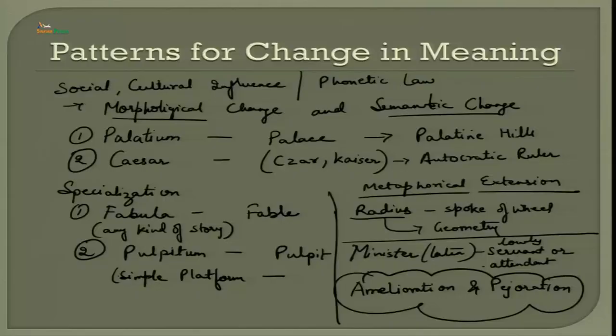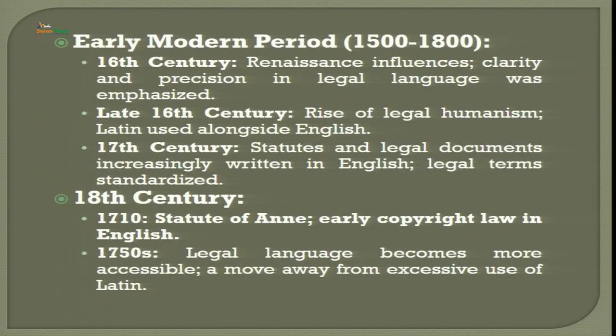So with this note, we are going to move further to the next aspect, where we will discuss the early modern period. This is the early modern period, which is 1500 to 1800, that is the 16th century, and Renaissance influence is absolutely visible in this particular time period. In this, precision and clarity were focused on. Concise work was paid attention to, because that avoids ambiguity.